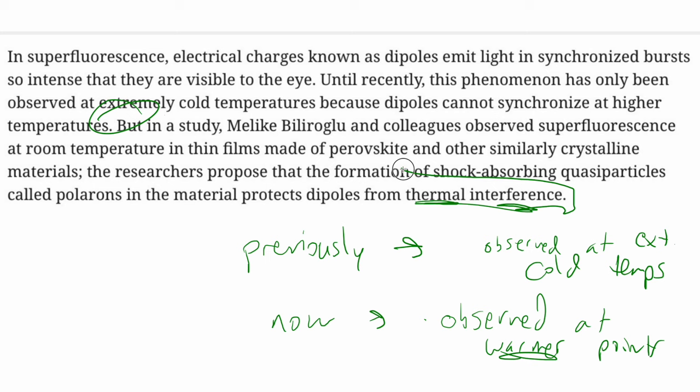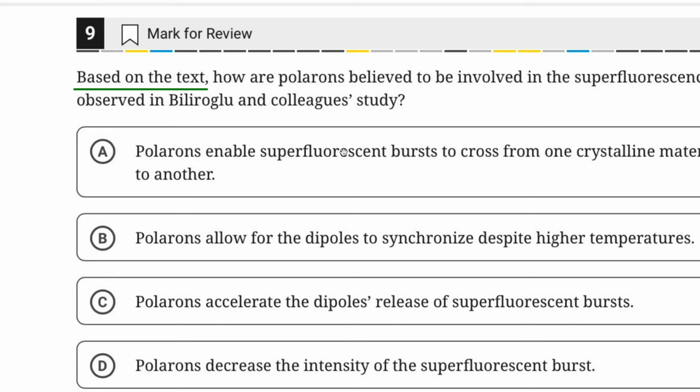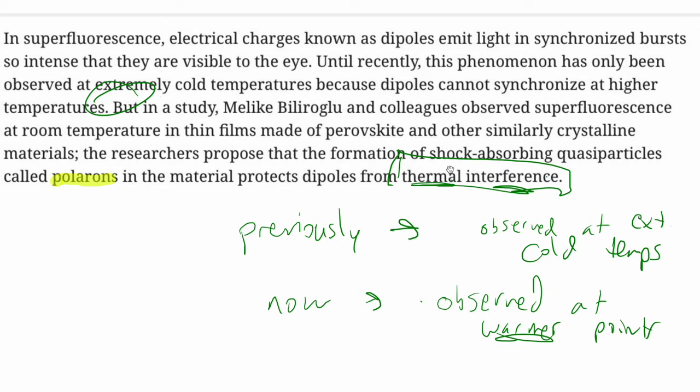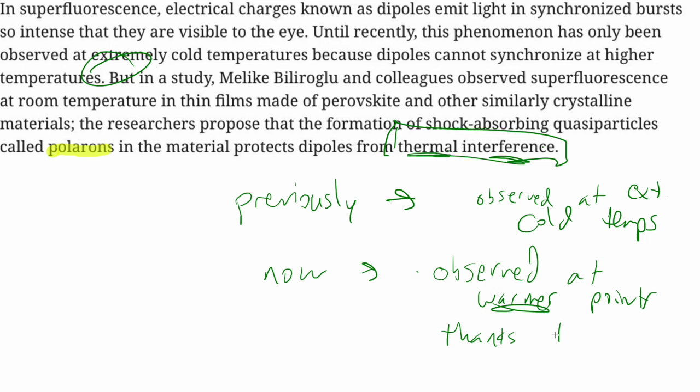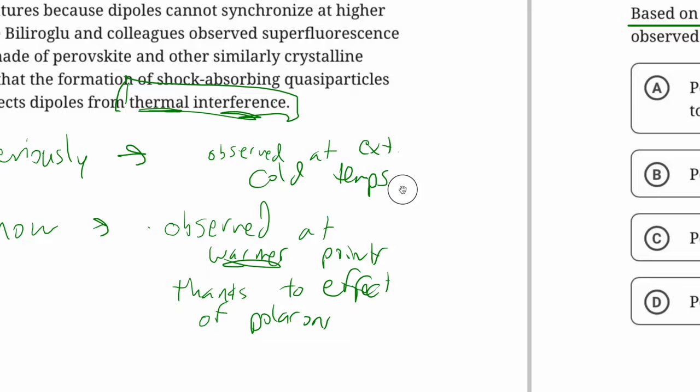So thermal interference, what on earth would that be? Well, thermal has to do with heat, and interference means getting in the way. So if they had previously only been observed at cold temperatures, but now there is something that protects them, and let's keep in mind that the question was asking about polarons, how are they involved? Well, the polarons protect them from thermal interference. So that means the polarons have had an effect in allowing this phenomenon, superfluorescence, to take place at warmer temperatures.